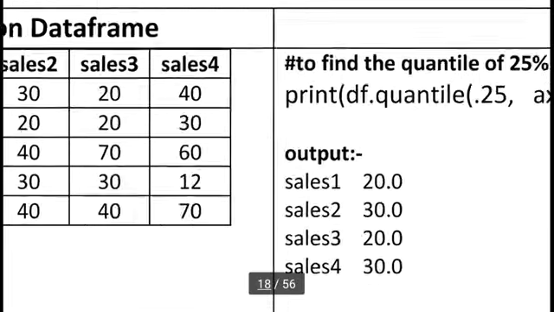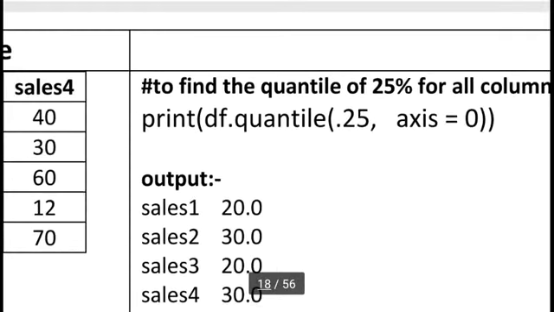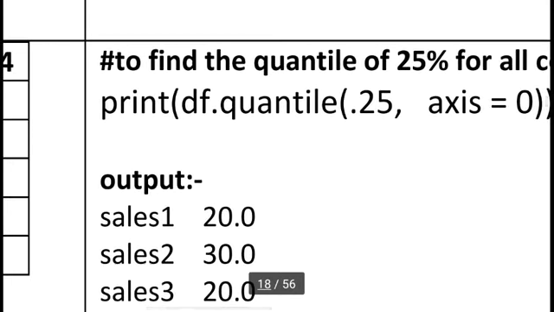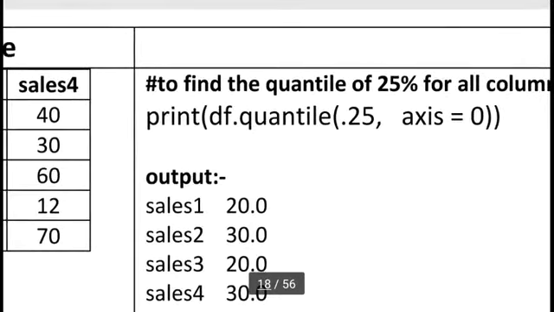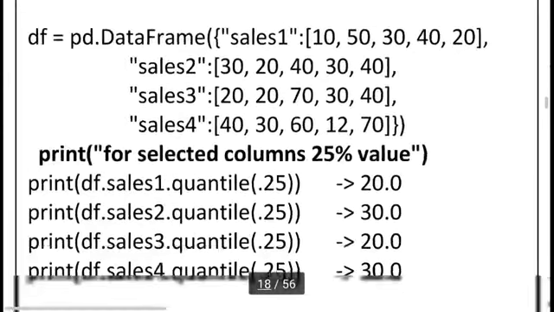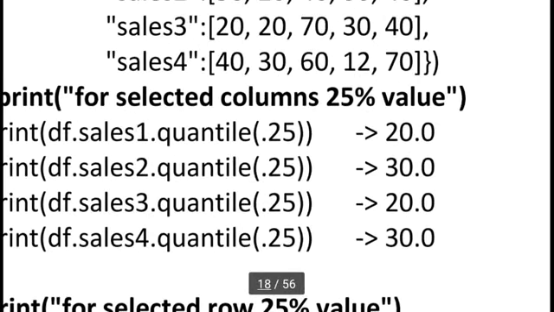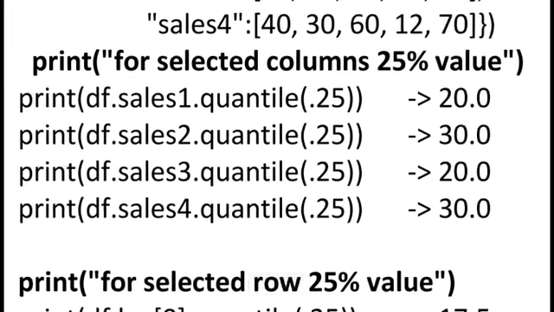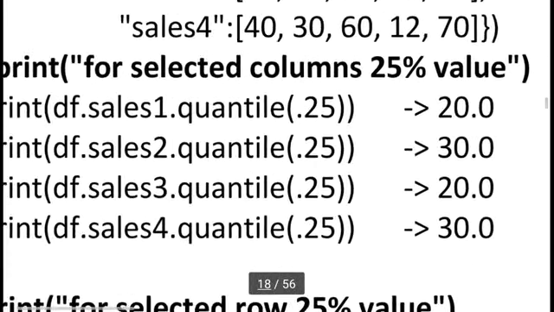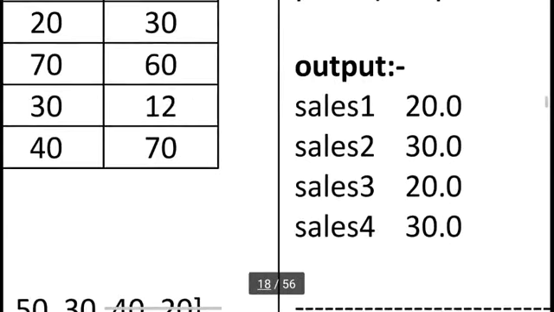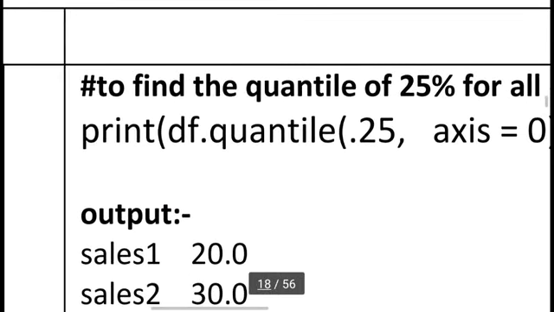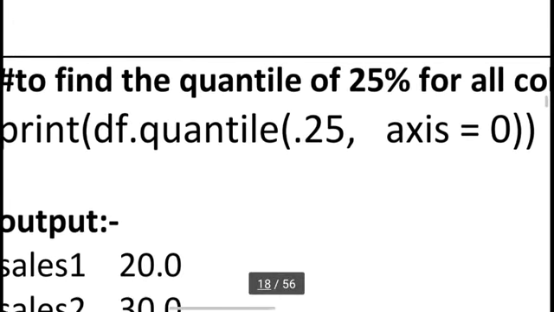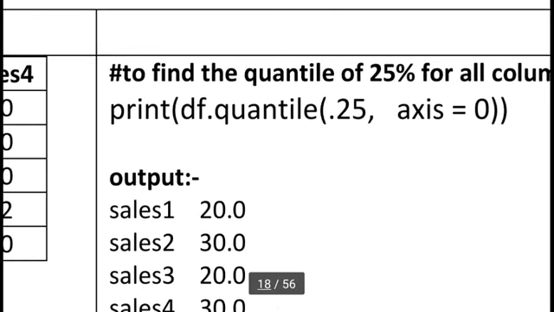So this command is a very short cut. We can type a single line, df.quantile(0.25, axis=0). The same command we can use in a very lengthy manner. You can see df.sales1.quantile(0.25), where four individual statements are used, so this is lengthy. The same thing we can perform directly with df.quantile(0.25). The new thing is axis equal to 0, which means vertically each and every column we can access. So this is a shortcut.